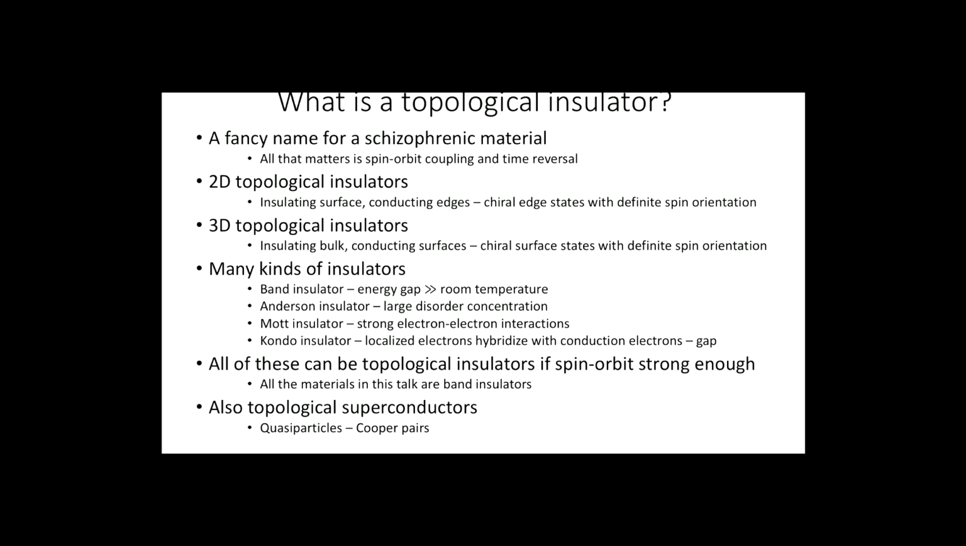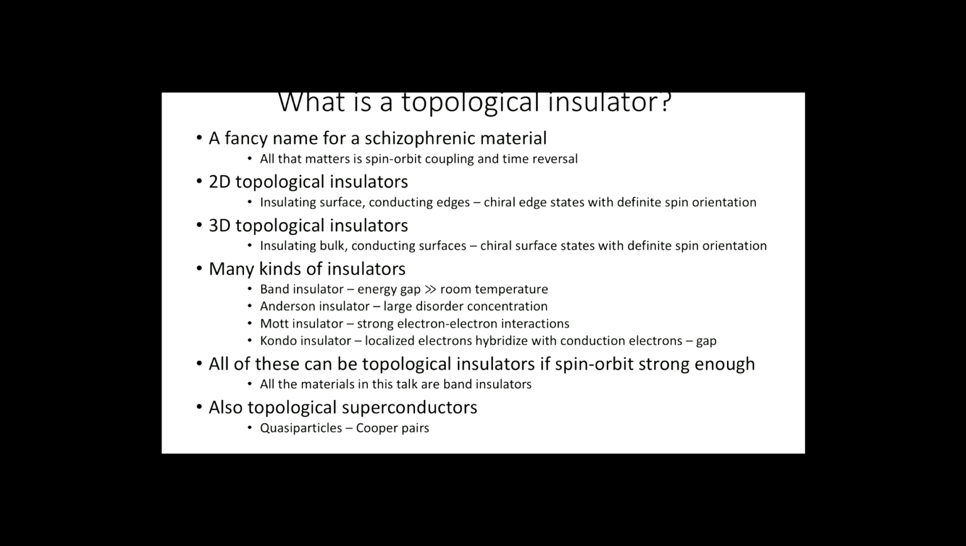There's also a three-dimensional version, so 3D topological insulators. That's what I have spent most of my time on. So that consists of a three-dimensional insulating bulk and a series of conducting surfaces, and again the surface states are chiral, and each state has a definite spin orientation. Now you may be aware that nature has given us quite a few kinds of insulators, and it turns out that all of these can be topological if spin-orbit coupling is large enough.